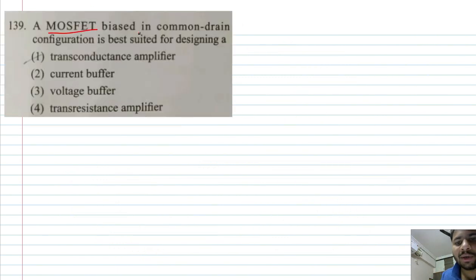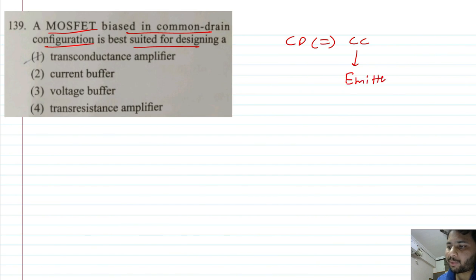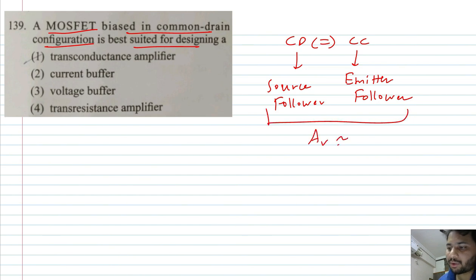14th question. A MOSFET biased in common drain is best suited for designing. See, common drain is same as common collector. Common collector is also called as emitter follower. In the same way, common drain is also called as source follower, and for both the amplifiers the voltage gain will be very close to 1. Only in the ideal case it would be 1, but in general the gain will be very close to 1, like 0.98 something. Voltage gain 1, it is a voltage buffer.